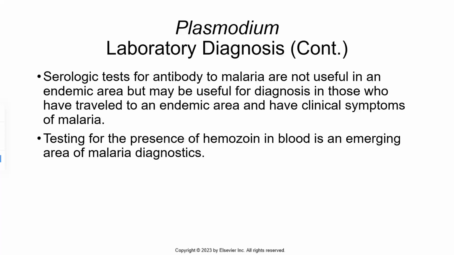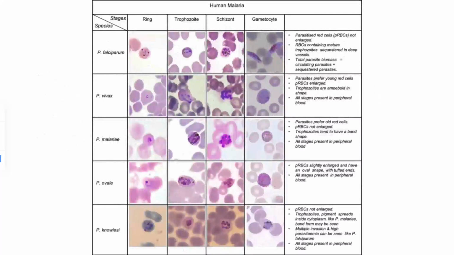Serological tests for antibody to malaria are not useful in endemic areas because it's most likely that someone's been exposed previously, so having antibodies against malaria in an endemic area is not unlikely or uncommon. But it could be useful in diagnosis for those who have traveled to an endemic area, to see if they've been exposed to malaria. Testing for the presence of hemozoin in the blood is an emerging area of malarial diagnostics.